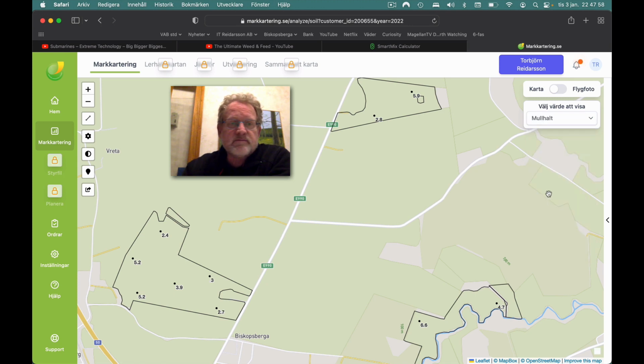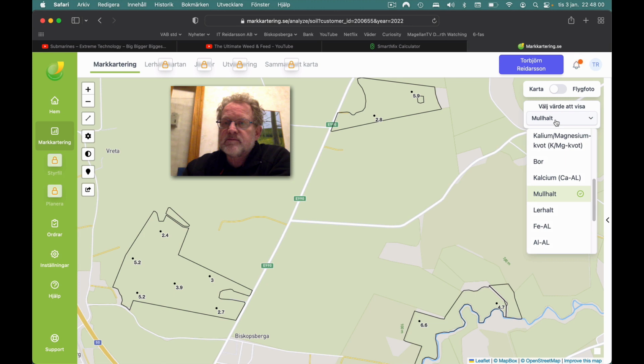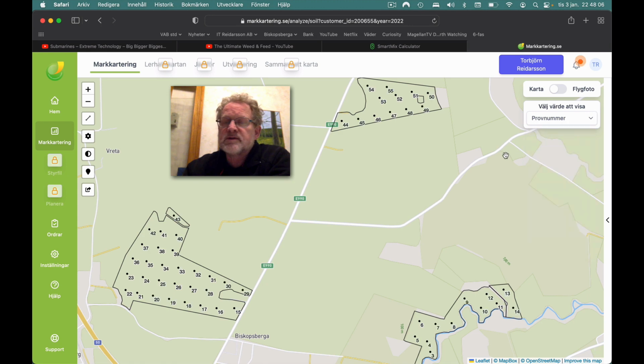Organic matter, no problem there, and not much else to talk about in this test. But the major takeaway, I think, is potassium and boron. So feel free to correct me if I'm wrong.